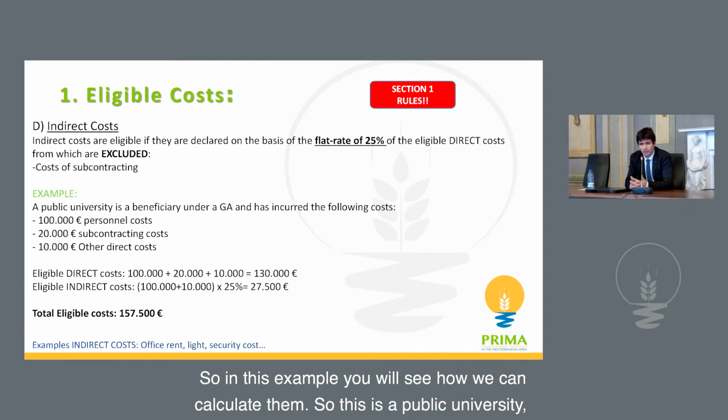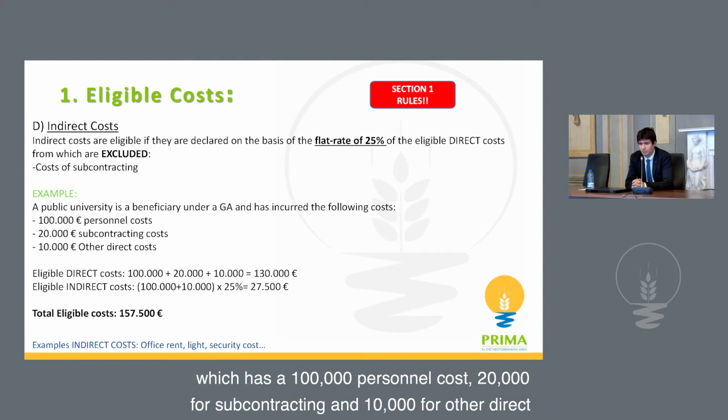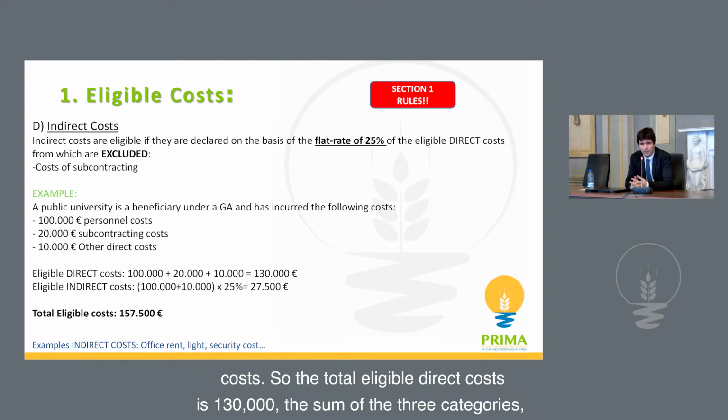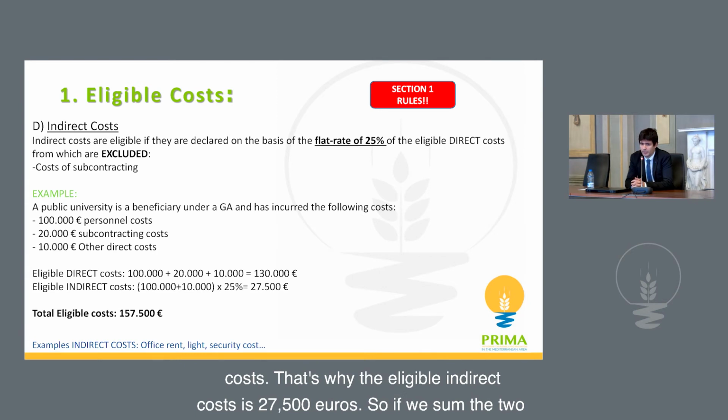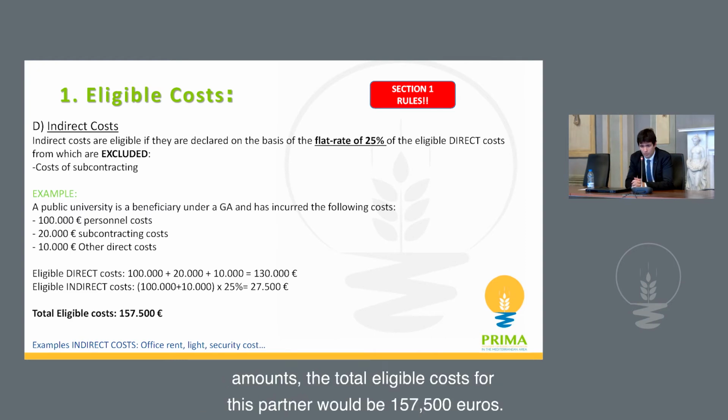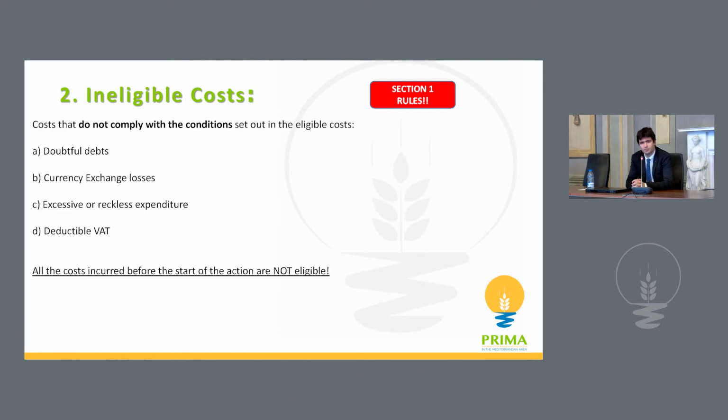So this is a public university which has 1,000,000 personal cost, 20,000 for subcontracting, and 10,000 for other direct costs. So the total eligible direct cost is 1,030,000, the sum of the three categories. But when we calculate the eligible indirect costs, we only consider personal costs and other direct costs. That's why the eligible indirect cost is 27,500 euros. So if we sum the two amounts, the total eligible cost for this partner would be 1,057,500 euros. Okay, next, please.